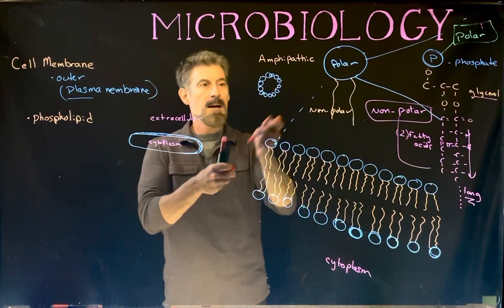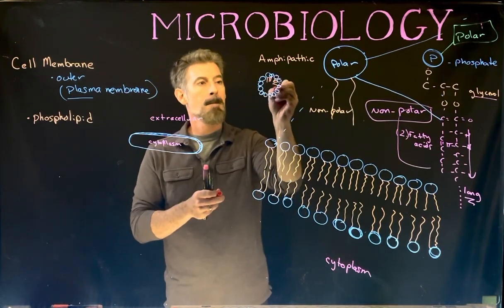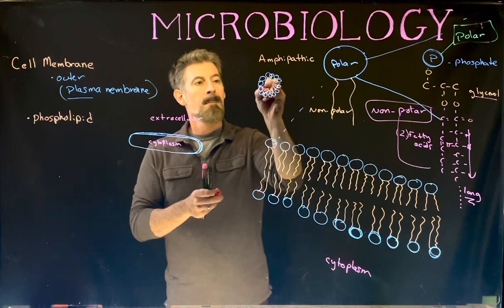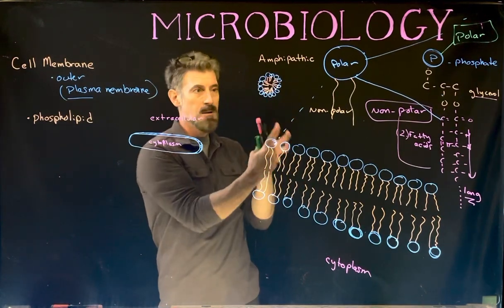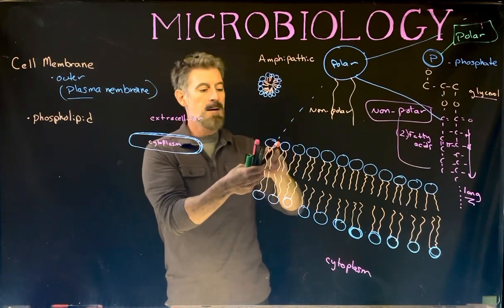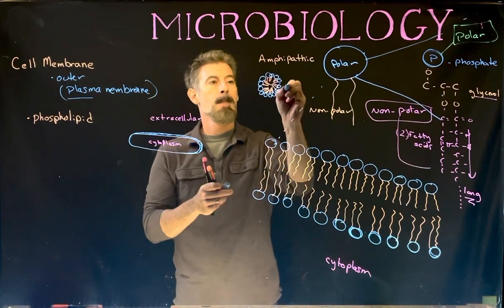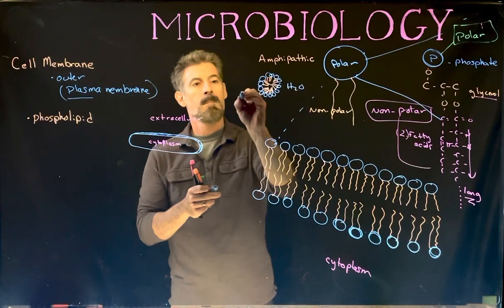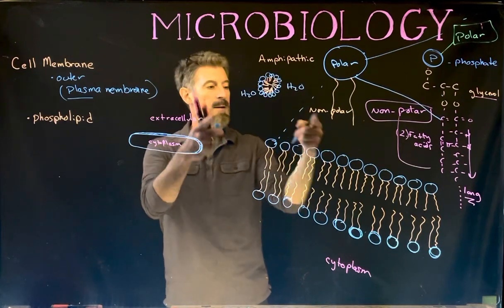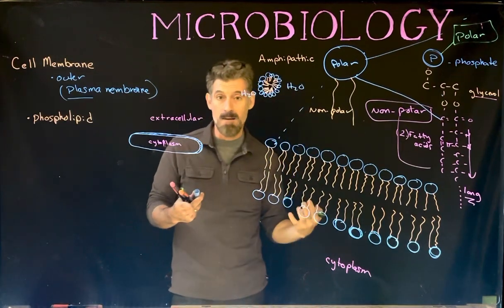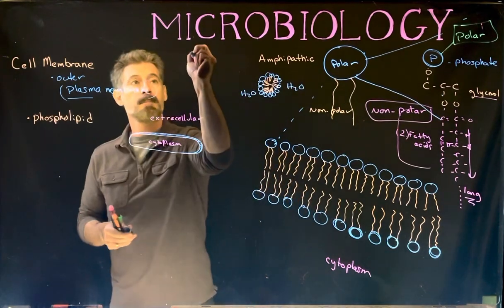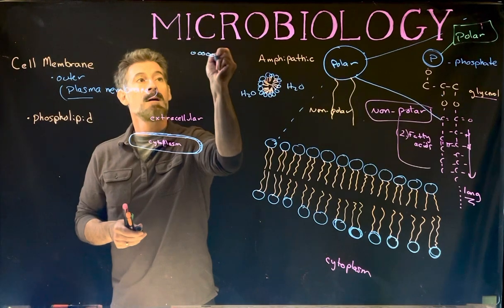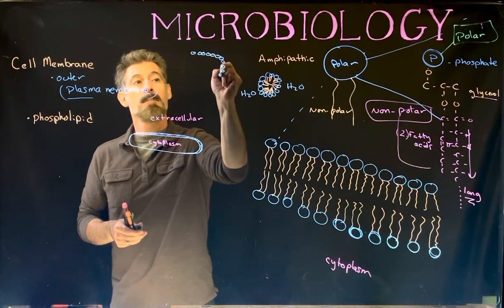We have the polar heads on the outside, and the nonpolar fatty acid tails on the inside. Imagine this is a three-dimensional sphere. And then there's water outside here, interacting with the polar heads, but no water inside. That's one possibility. The second possibility is where we have a double structure form.